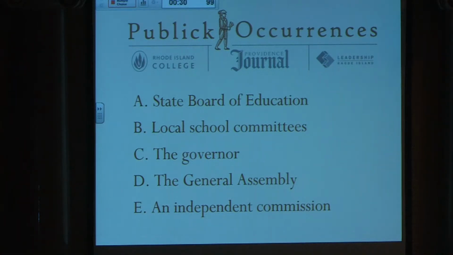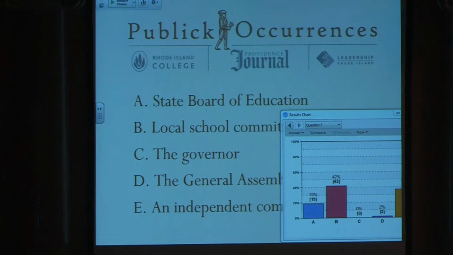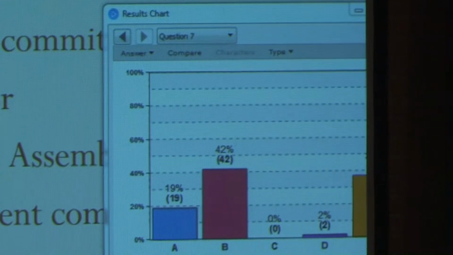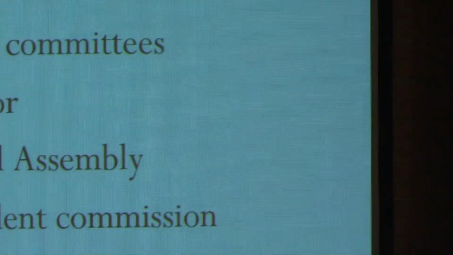There we go, 99, 100, there we go. So, local school committees are above an independent commission, I guess, yeah?